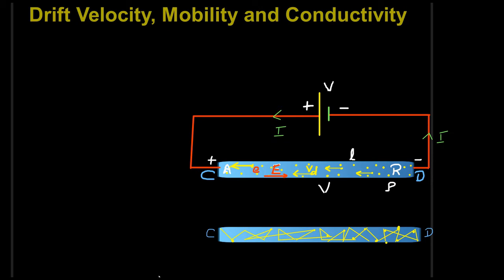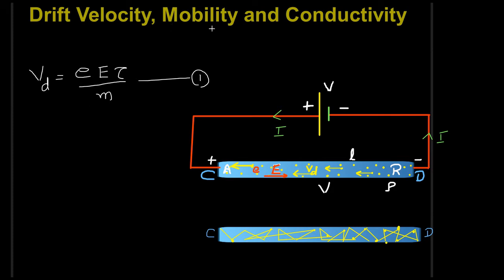What is the expression for drift velocity? Drift velocity is represented by Vd. If e is the electronic charge, capital E is the electric field, tau is the relaxation time, and m is the mass of the free electron, then Vd, drift velocity, equals E tau by m.